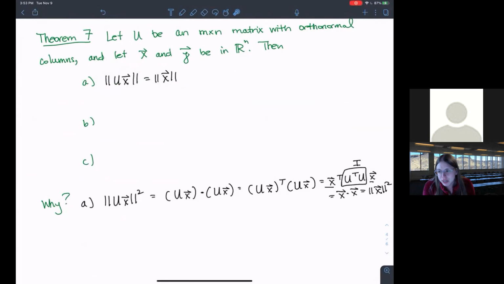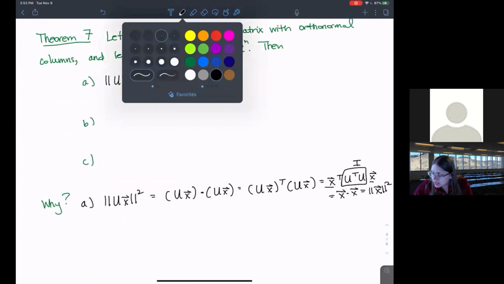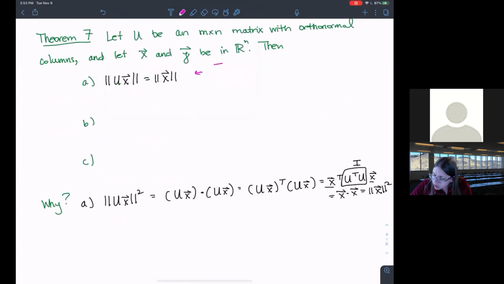Now let's try to interpret what's going on here. What we're saying is that if we're thinking of the matrix transformation where I take x and map it to Ux, this tells us the transformation T of x equals Ux preserves length. If I have a vector of length 5, its image is going to be a vector of length 5, which is something we don't usually have happen for most of our transformations.